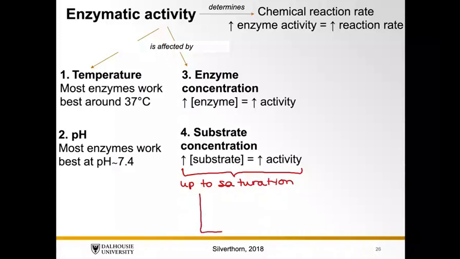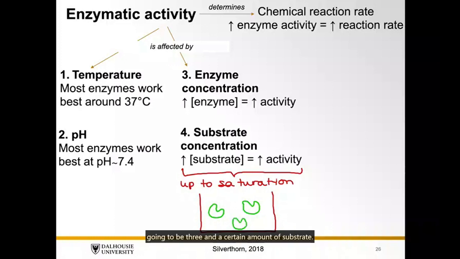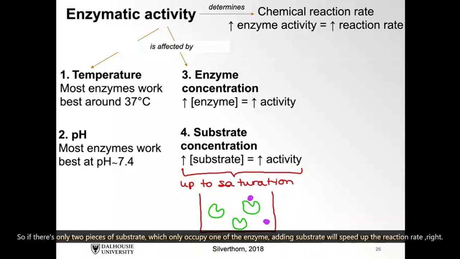So think about an environment. I'm going to do a beaker here with a certain number of enzymes, which I'm drawing in green now. I'm going to do 3, and a certain amount of substrate. So if there's only 2 pieces of substrate, which only occupy one of the enzymes, adding substrate will speed up the reaction rate, right? We went from 2 pieces of substrate to 6 pieces of substrate, and now we have 3 of the enzymes that are occupied, that are working, therefore we've increased the reaction rate.